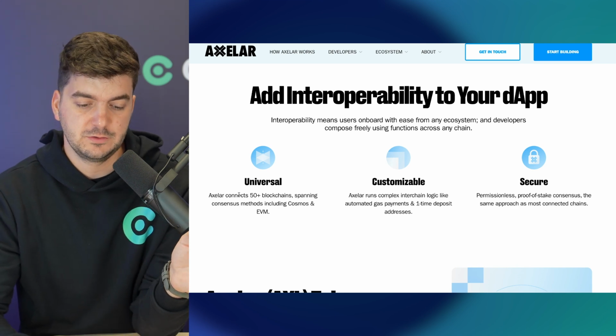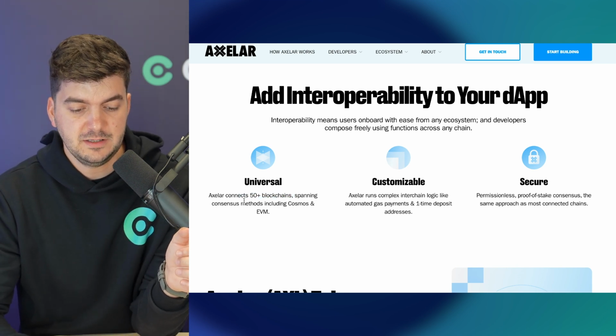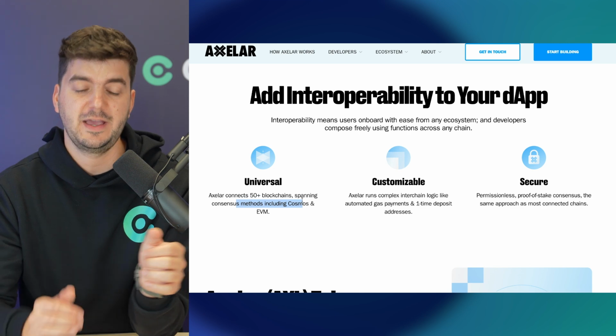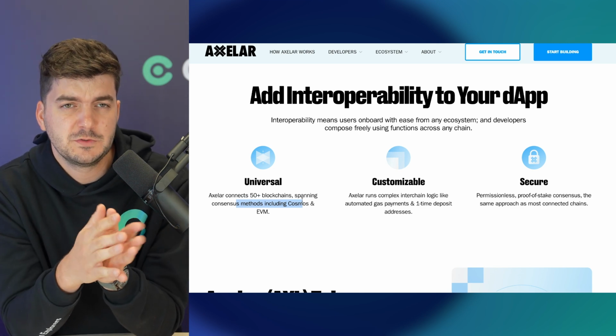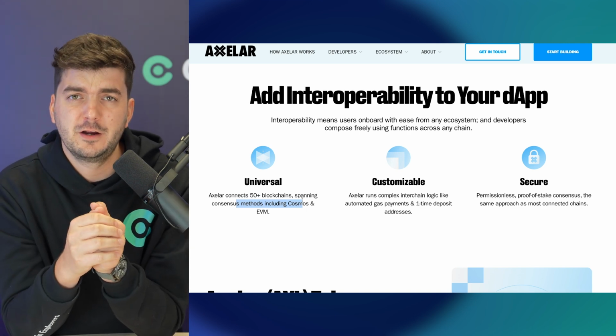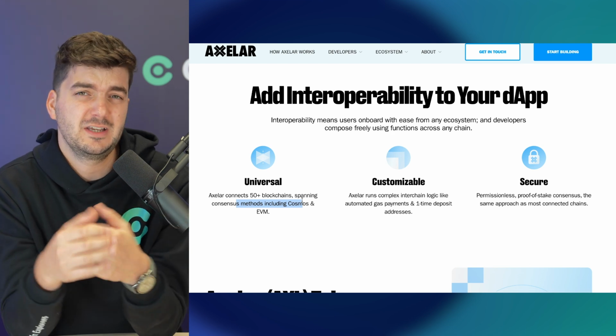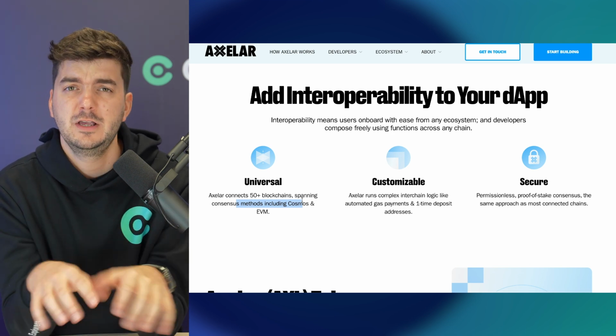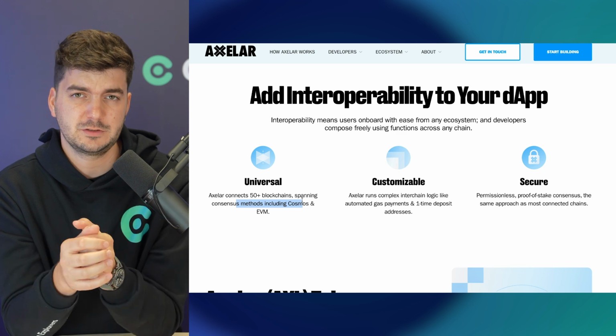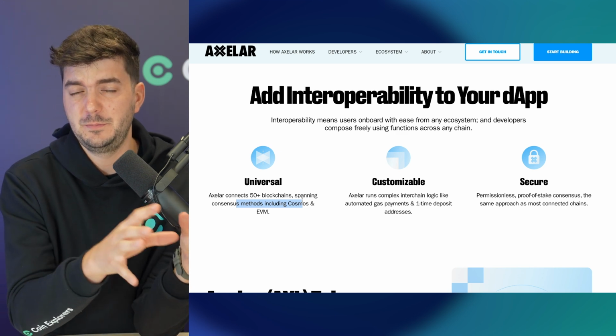And as you can see, Axelar connects 50 plus blockchains, spanning consensus methods including Cosmos and EVM chains. And Cosmos and EVM chains are very far from each other. However, the bridging is already happening, and I think in the future the interoperability is very important in order to onboard as many people as possible.